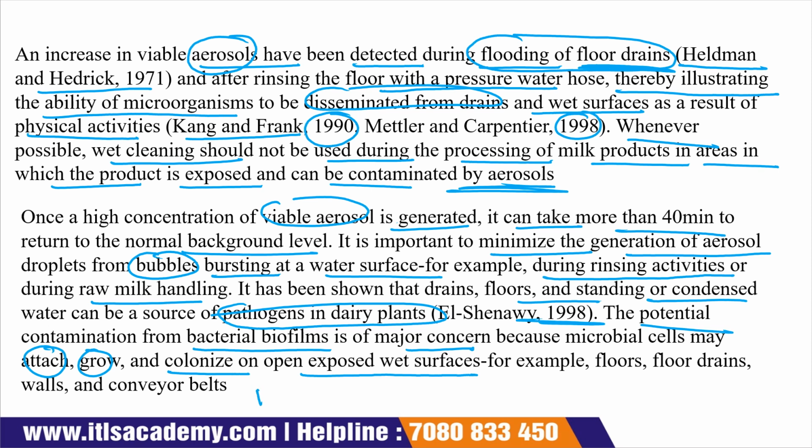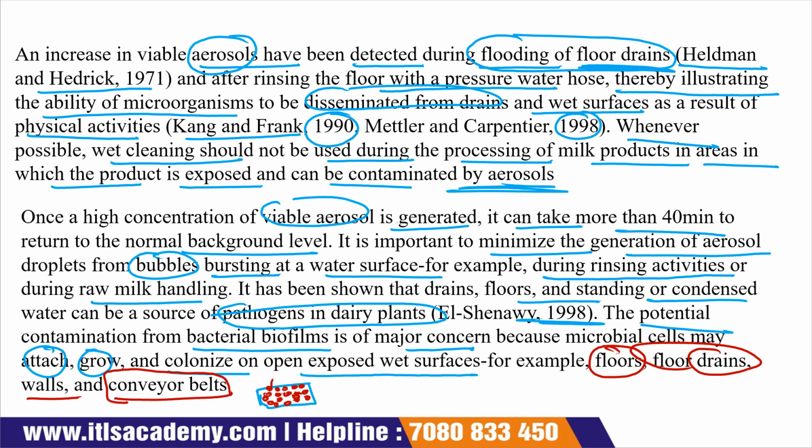Suppose that this is your wet surface. Here is a microorganism. Now microorganisms are attached here. After attaching, it will grow and form colonies when it is exposed to wet surfaces, for example, your floor drain, walls, conveyor belt.